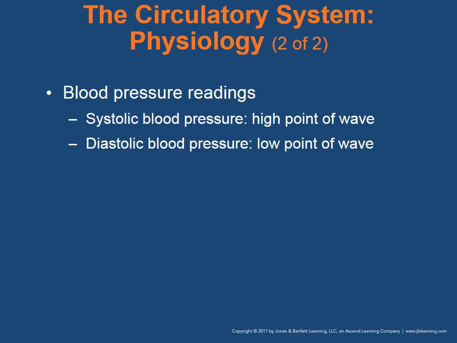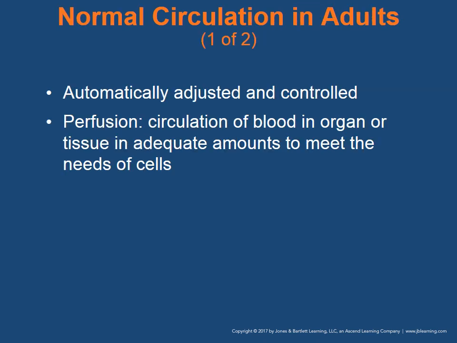So, blood pressure reading: systolic pressure is the high point of the wave, diastolic is the low point. Normal circulation in adults is automatically adjusted and controlled. Perfusion is the circulation of blood in an organ or tissue in adequate amounts to meet the needs of a cell, right? So if that's the definition of perfusion, hypoperfusion is an inadequate amount of blood for the organ or tissue to survive. So by definition, hypoperfusion is shock, right?